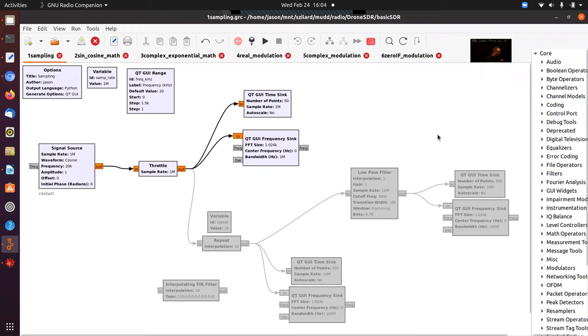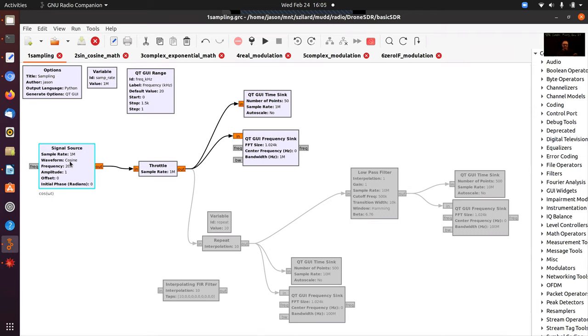Okay. So the first demo is just about sampling, and what we mean when we sample a signal. This will be no software-defined radio stuff, no complex stuff, just sampling a signal. So here I have a signal source. The samples are going to be at 1 megahertz, 1 megasample per second. That makes it easy to divide by 2 or divide by 10. In all of these blocks without a piece of hardware, you have to throttle it, so I'm just going to throttle it to 1 megahertz.